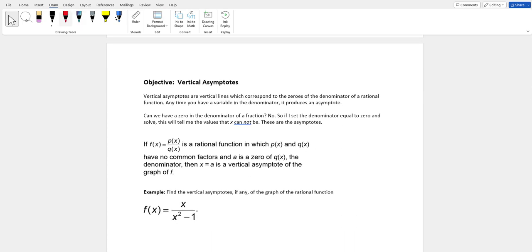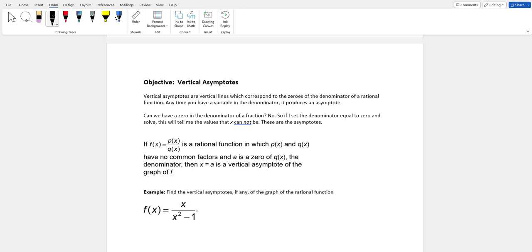Now let's look at vertical asymptotes. Vertical asymptotes are vertical lines which correspond to the zeros of the denominator of a rational function. Anytime you have a variable in the denominator, it produces an asymptote. Can we have 0 in the denominator of a fraction? No. So if I set the denominator equal to 0 and solve, this will tell me the values that x cannot be. Those are your asymptotes.